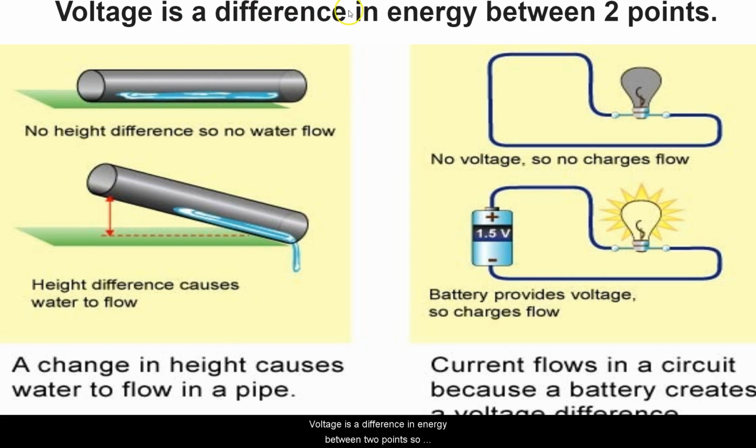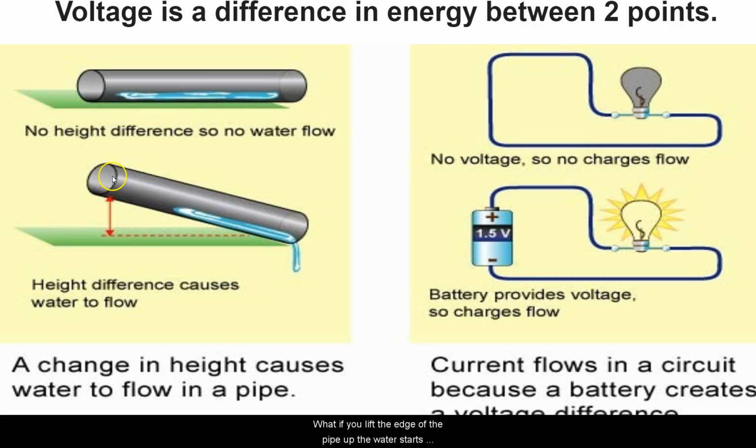So voltage is the difference in energy between two points. In this pipe right here, there's no height difference, so the water's not going to flow. That's like when you have a light bulb that's off. Notice how there's no battery there, so there's no voltage, no energy difference.